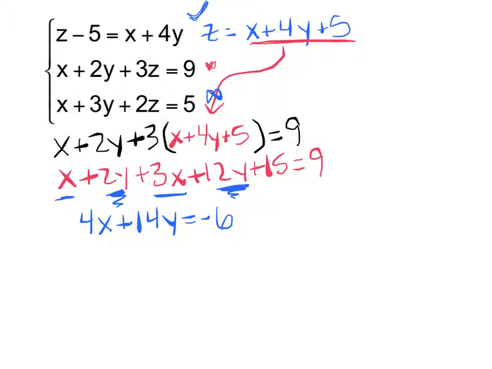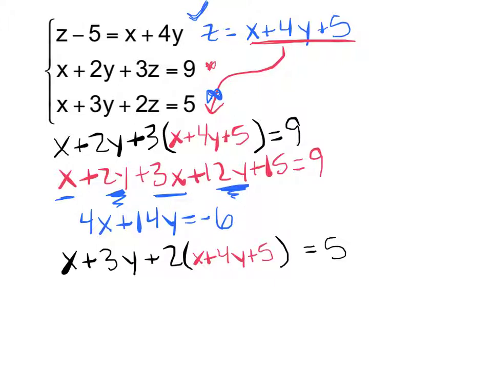So that's what I'm going to do now. I'm going to substitute into equation number 3. So again, I am going to write the equation as it is, except for removing z. Z is what's getting substituted in this problem. And in z's place, we're going to substitute x plus 4y plus 5.